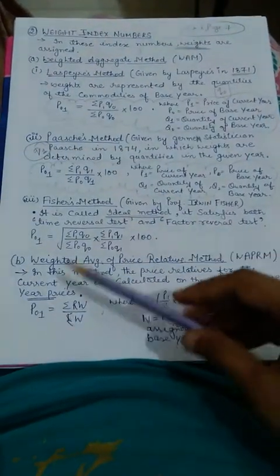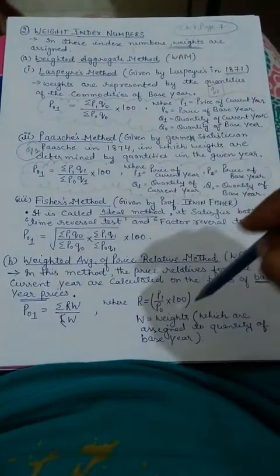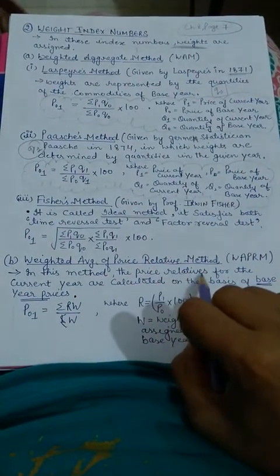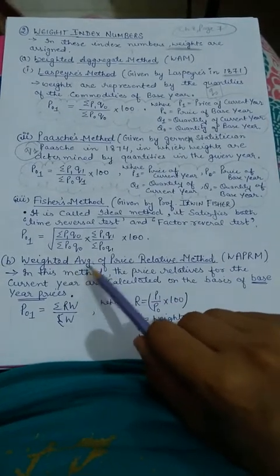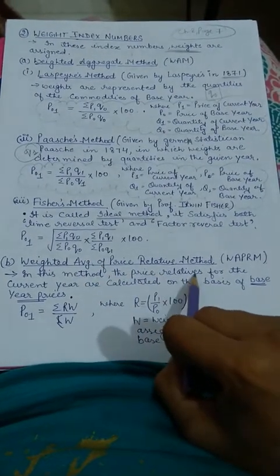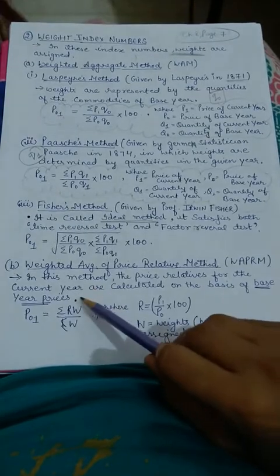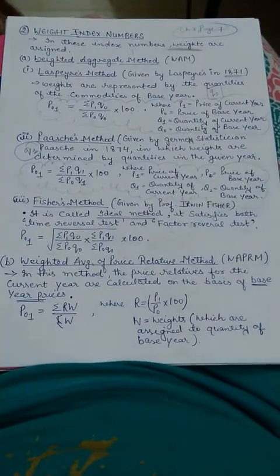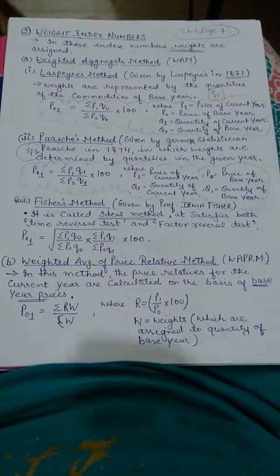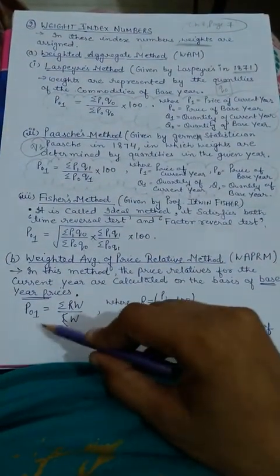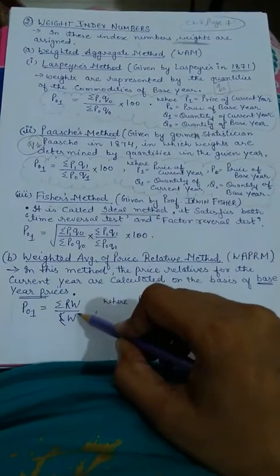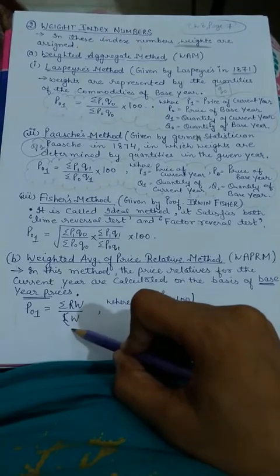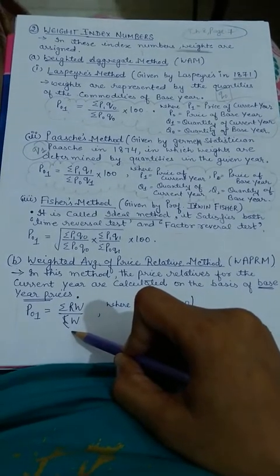Now, the second way of calculating the weighted index number is your weighted average of price relative method. In this method, price relatives for the current year are calculated on the base year prices. The simple formula is sigma RW, that is the total of the product of R and W, divided by sigma W, the total of W values.